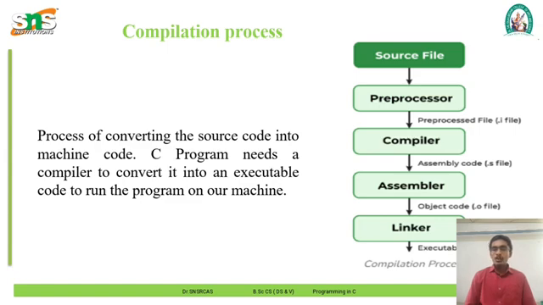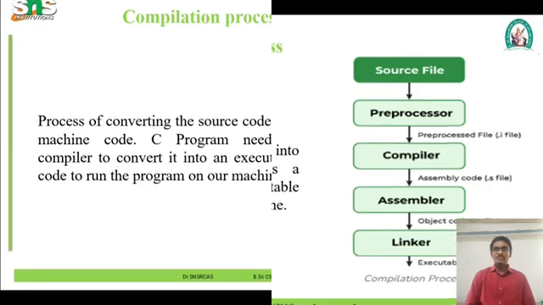Compilation is the process of converting the source code of the C program into machine code. As C is a mid-level language, it needs a compiler to convert it into executable code so that the program can be run on our computer machine.